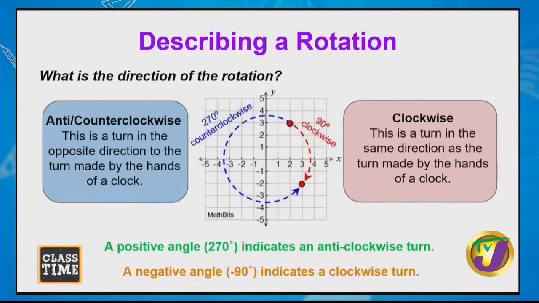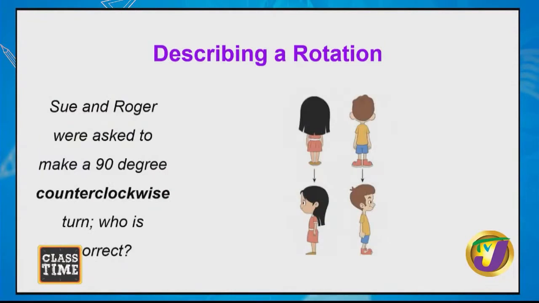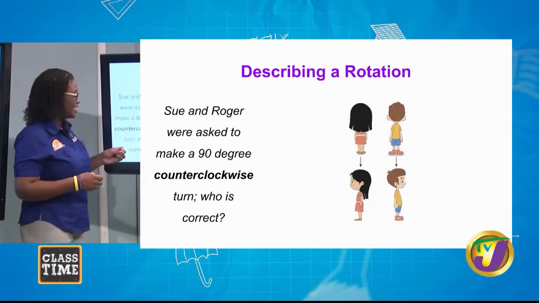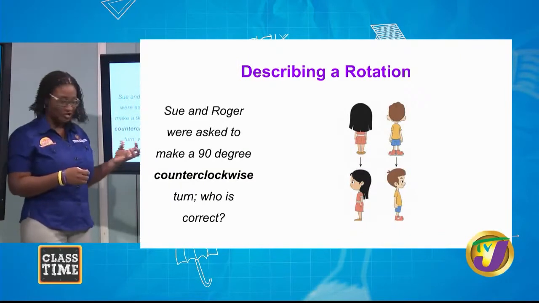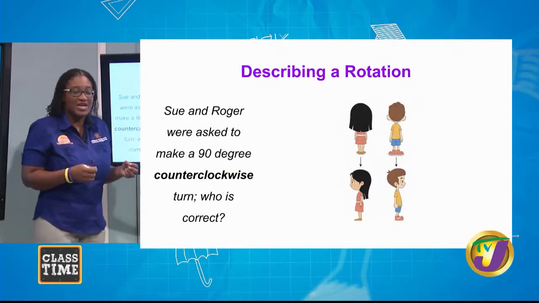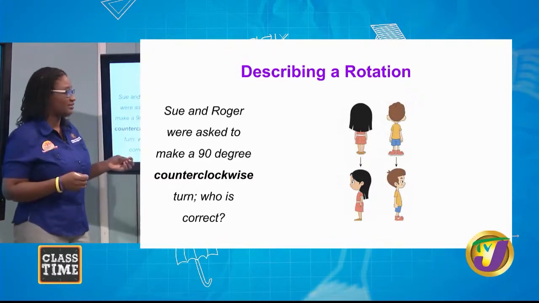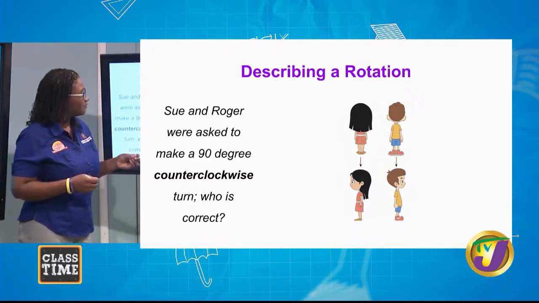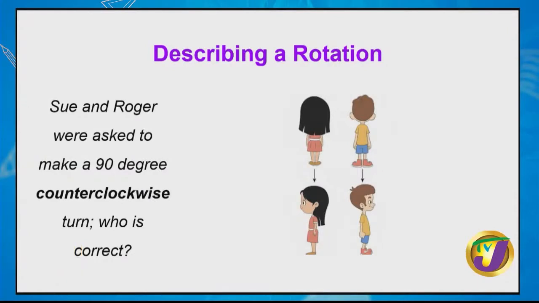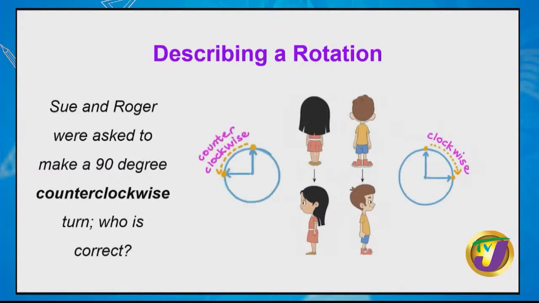So let's look back now at Sue and Roger, who were asked. I noticed the precision has come in, and we're seeing the counterclockwise now dropped in. So now we can make a determination who is correct. It's asking who is moving in a 90-degree counterclockwise turn. Roger is moving in a clockwise direction, as we discussed, and Sue is moving in a counterclockwise direction.